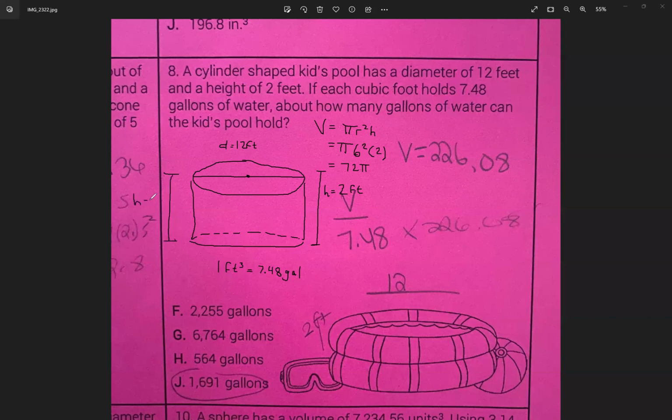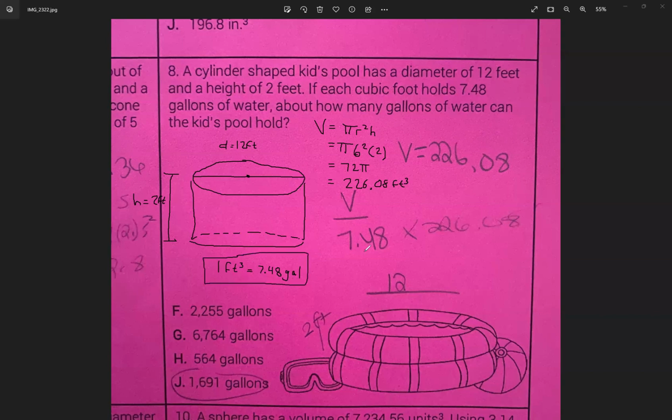Are you still in it? I don't see him. 226.08. Yeah, it's 226.08. Okay, so that's the volume, right? Feet cubed, right? Okay, so what are we going to do with this now?